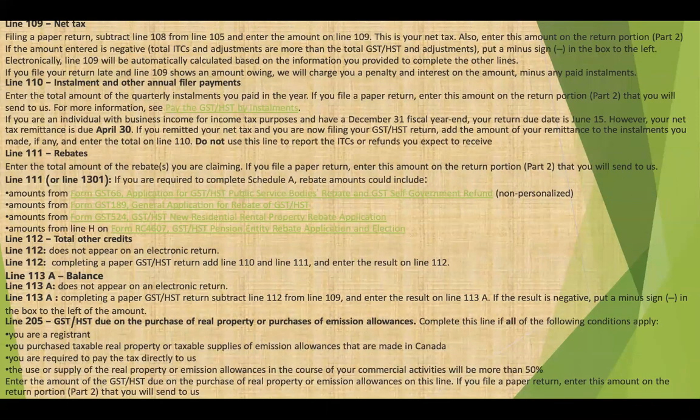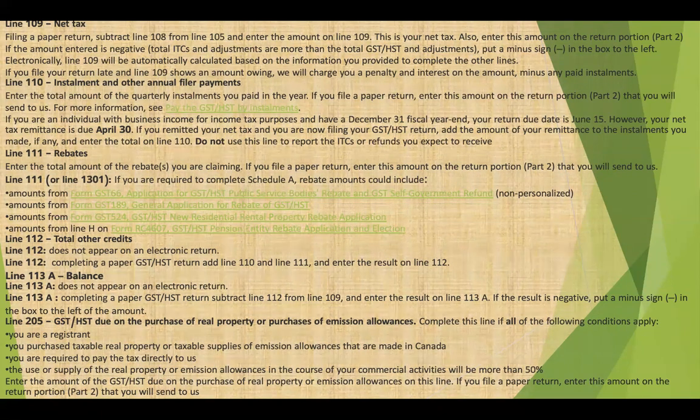So line 109, net tax. If you are filing a paper return, you have to subtract line 108 from line 105 and enter the amount on line 109. This is your net tax. Also enter this amount on the return portion in part 2.